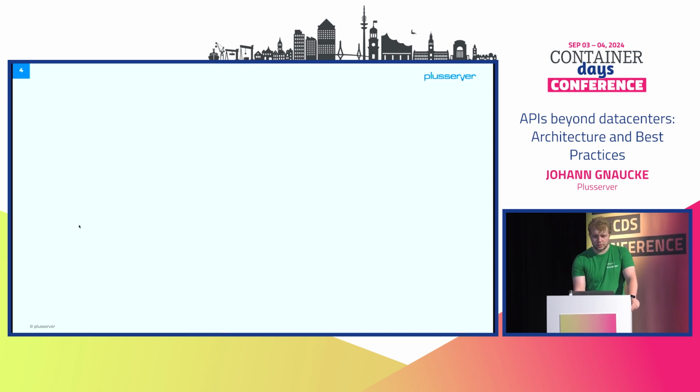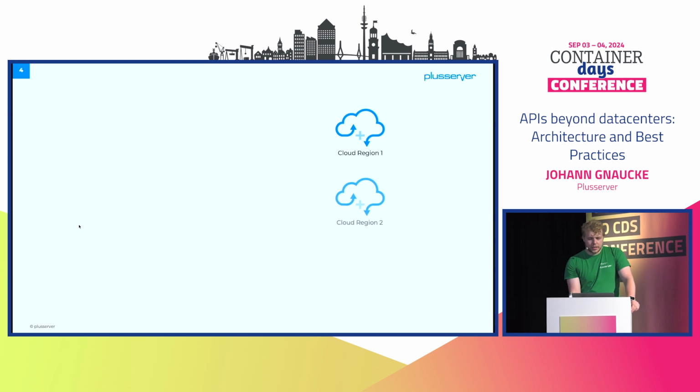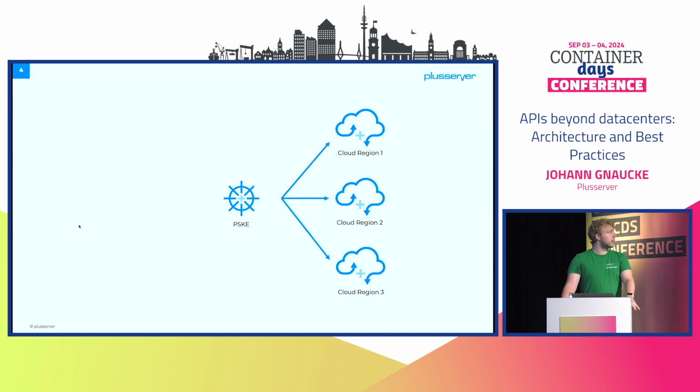So, our current situation. We at plusserver host our own public cloud based on OpenStack. It's called the Plus Cloud Open. For example, we have this cloud running in 3 different regions. This could be for us like Cologne, Hamburg, and actually we have 2 data centers in Hamburg, so could be both here. And then we have our PSKE.